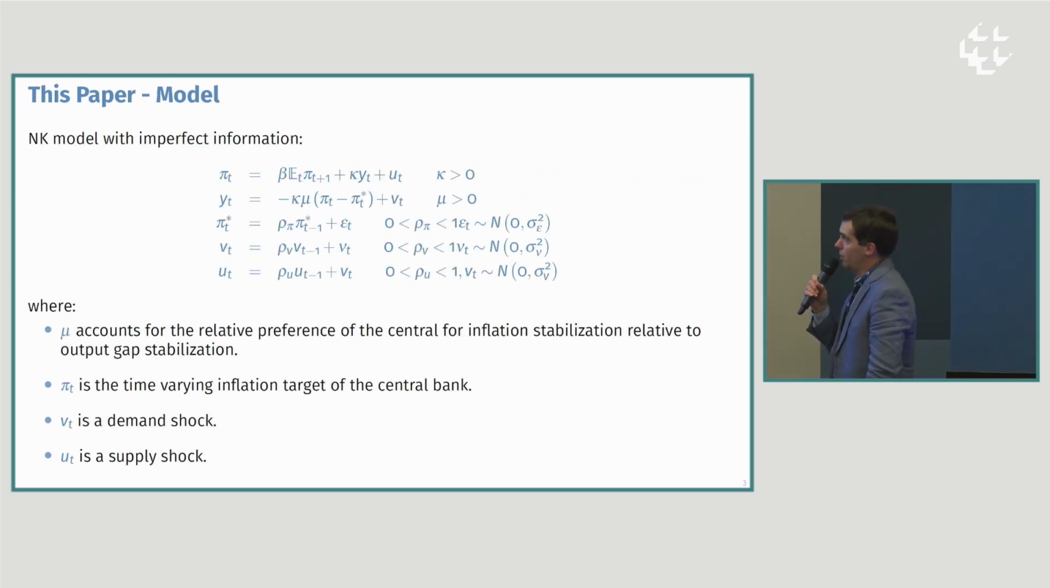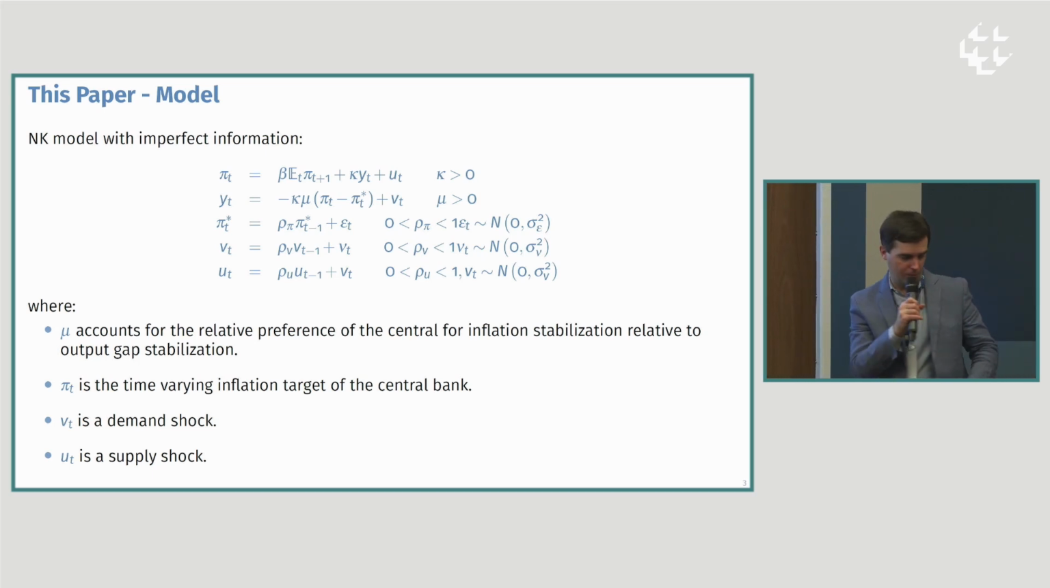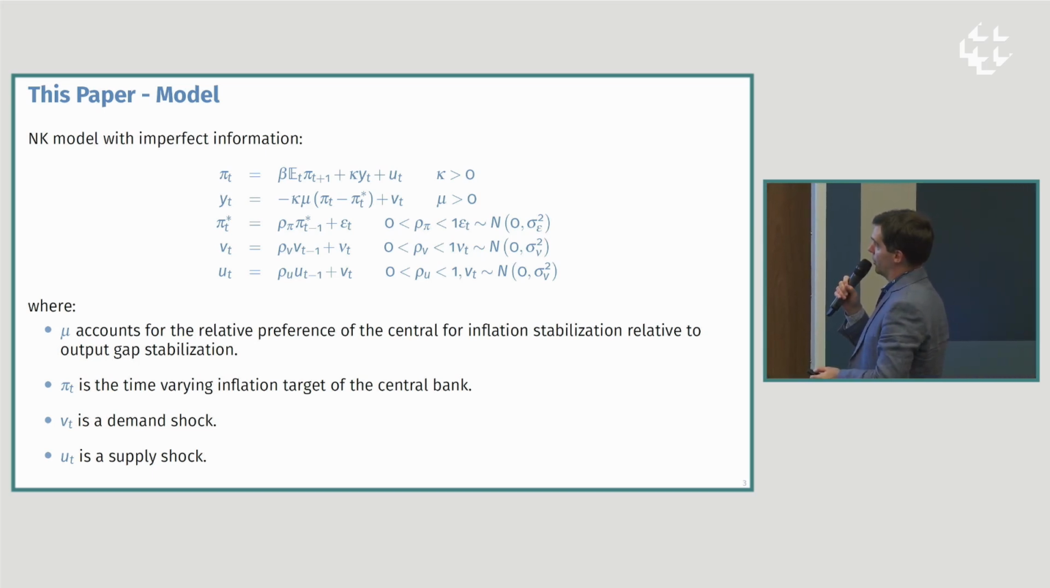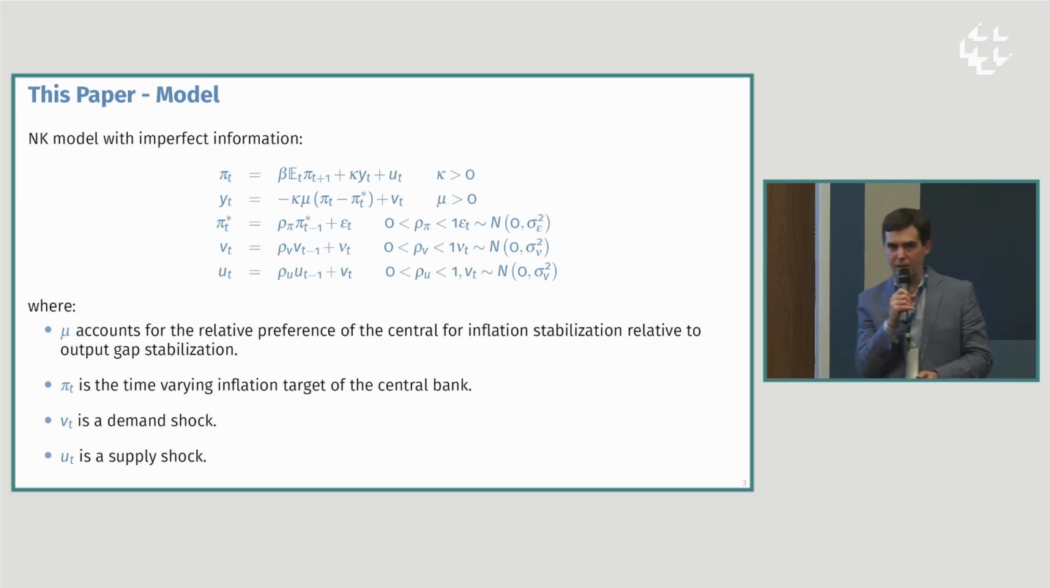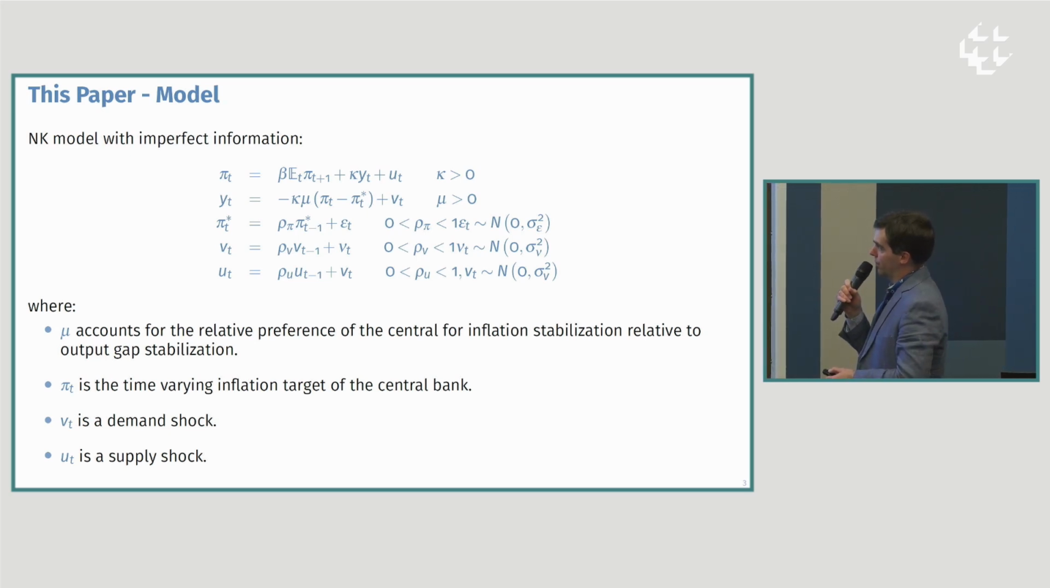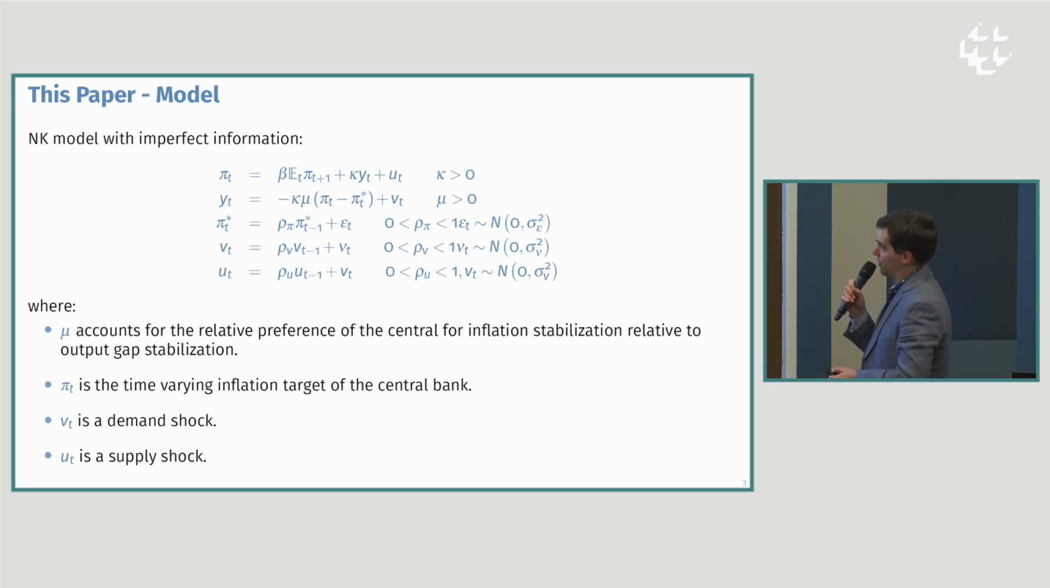So to give you an idea, the model is a standard New Keynesian model. Again, we take the Phillips curve, and then we have the process for the shocks. Here we have the markup shock, the demand shock, and we also have an inflation target. The novelty is that this inflation target, which usually we take as fixed in a standard New Keynesian model, is subject to an AR process and a shock. This epsilon is the one that is moving this inflation target.